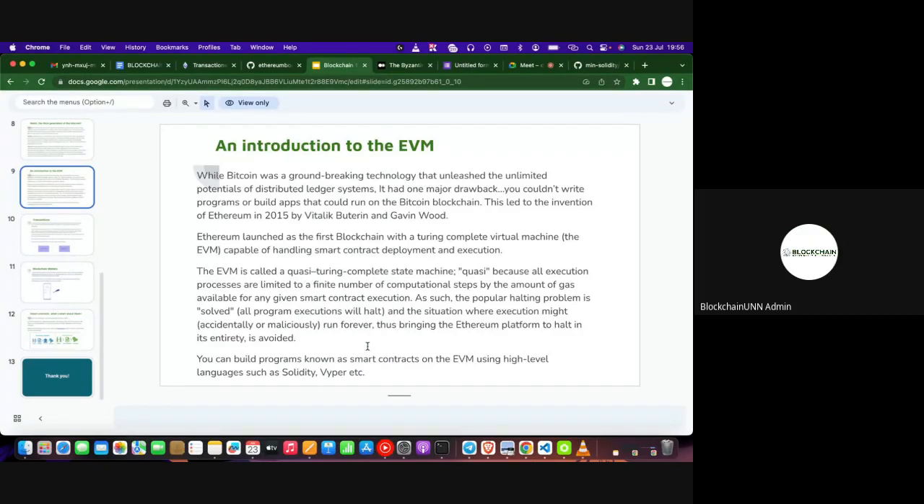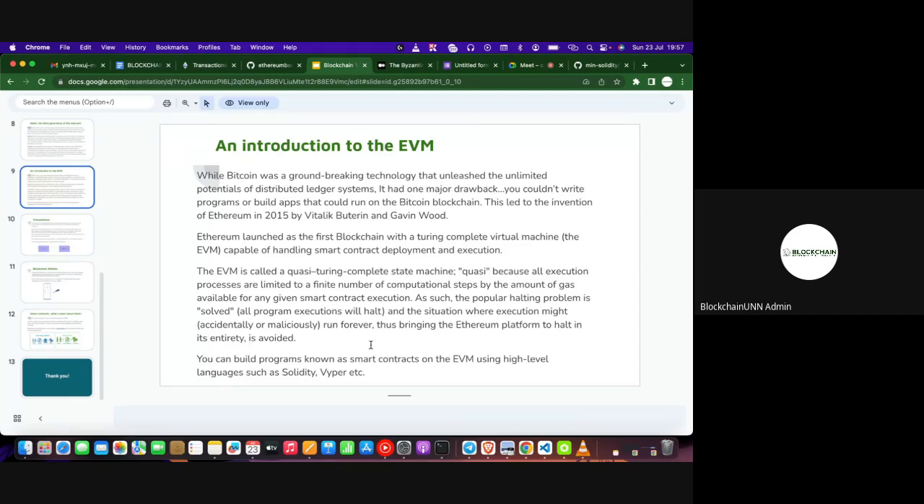Okay, so I was talking about the Ethereum virtual machine. I guess that's where you guys lost me. I said Ethereum was invented in 2015 by Vitalik Buterin and Gavin Wood, and it solved something that was absent on Bitcoin, and that was the fact that Bitcoin did not have the ability to carry out custom computations. So Ethereum solved that by introducing the Ethereum virtual machine, which was capable of handling smart contract deployment and execution.